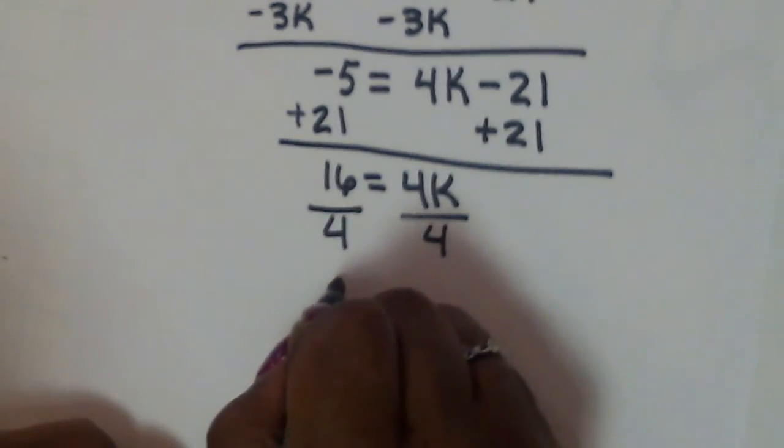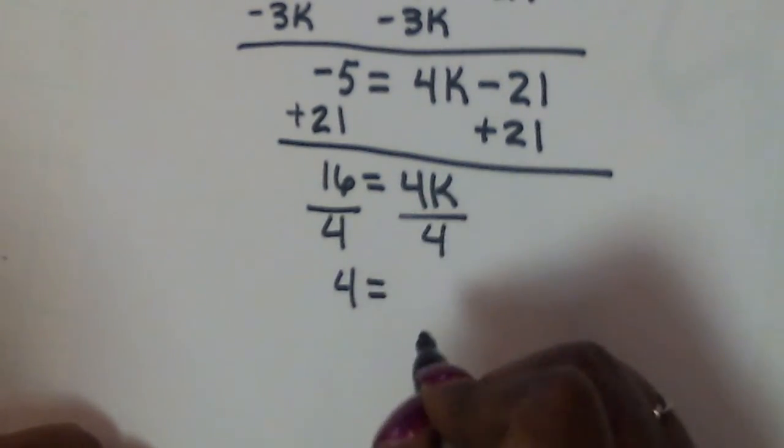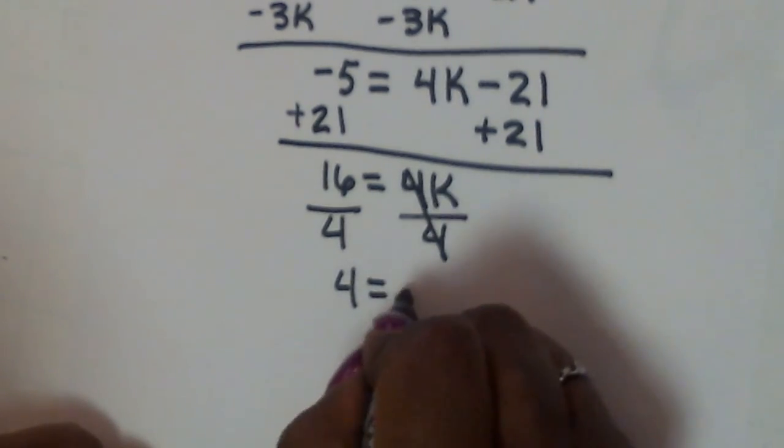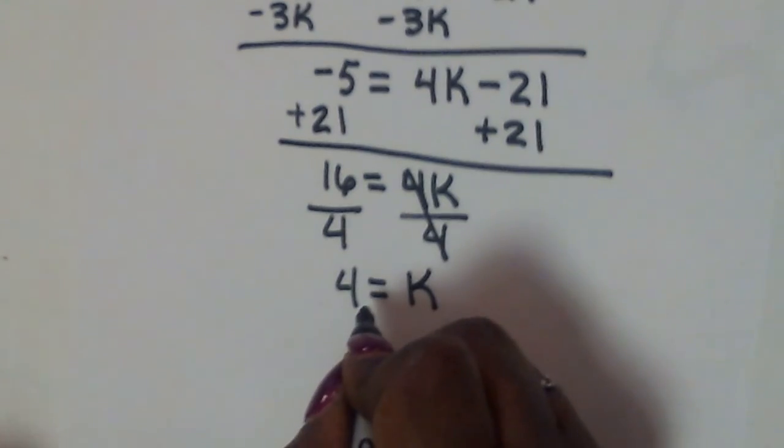16 divided by 4 is 4. Write my equals. The 4 divided by 4 is 1. And we can say it cancels out. And 1 times k is k. So the value of k is 4.